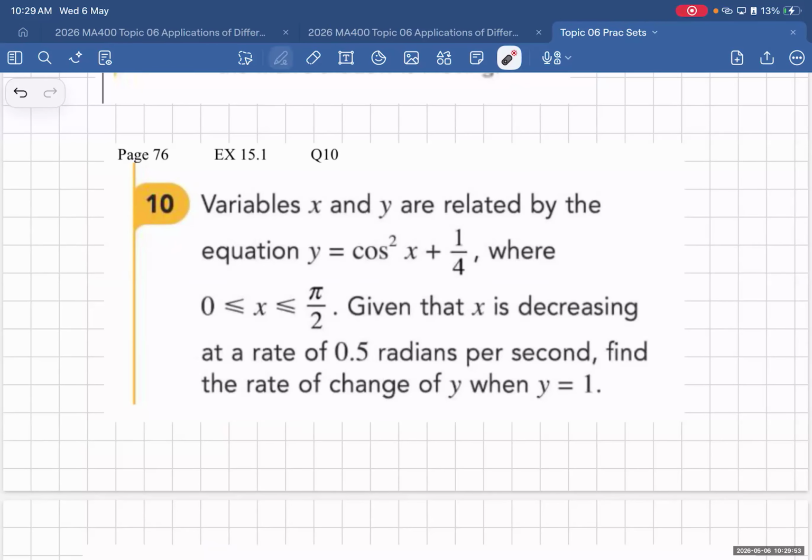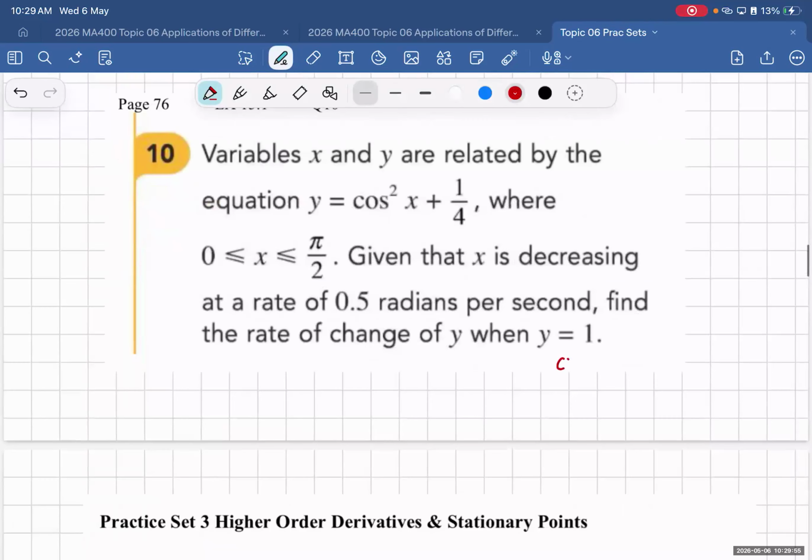Okay, if all goes well, checkpoint 1. Let me check with you a few checkpoints. Checkpoint 1, your dy/dx should be -2 sin x. No. Sorry. Negative sin 2x.